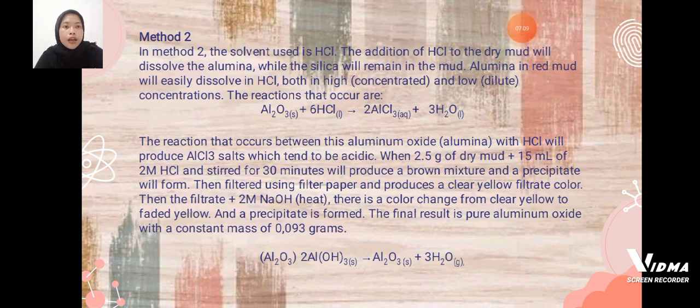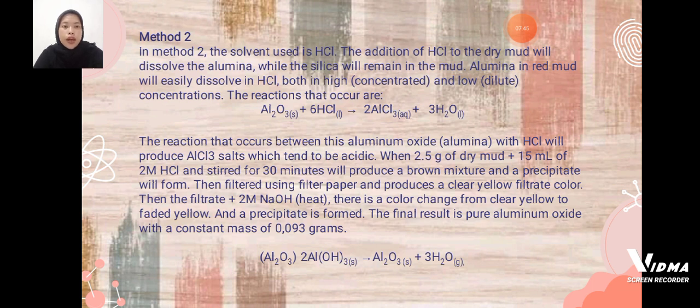The reaction that occurs between aluminum oxide or alumina with HCl will produce AlCl3 salts which tend to be acidic. When 2.5 grams of red mud plus 15 ml of 2M HCl is stirred for 30 minutes, it will produce a brown mixture and a precipitate will form. Then it is filtered using filter paper and produces a clear yellow filtrate color. Then the filtrate plus 2M NaOH, there is a color change from clear yellow to faded yellow, and a precipitate is formed. The final result is pure aluminum oxide with a constant mass of 0.093 grams.